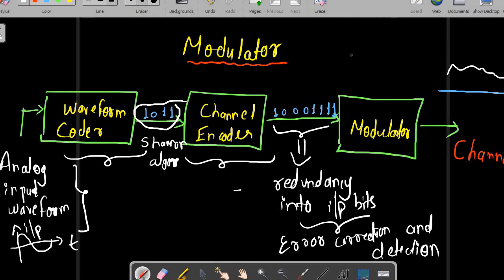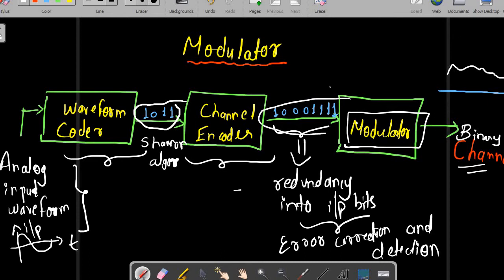And after that comes our modulator. This lecture will be mainly focused on the study of the modulator. After the modulator, this is our channel, or we can say the binary channel, because our information is now binary. But this modulator will now convert these input bits, in the form of binary digits 1 and 0s, into analog again. You might wonder that we have an analog input here, and again we are converting to an analog signal here. So are we duplicating our efforts? We will see all this in this lecture.